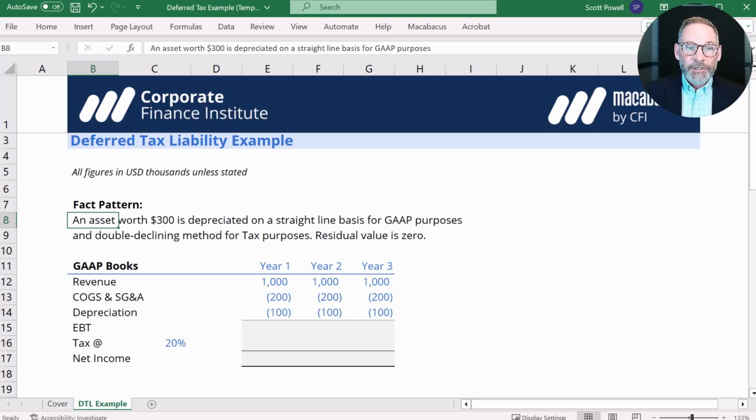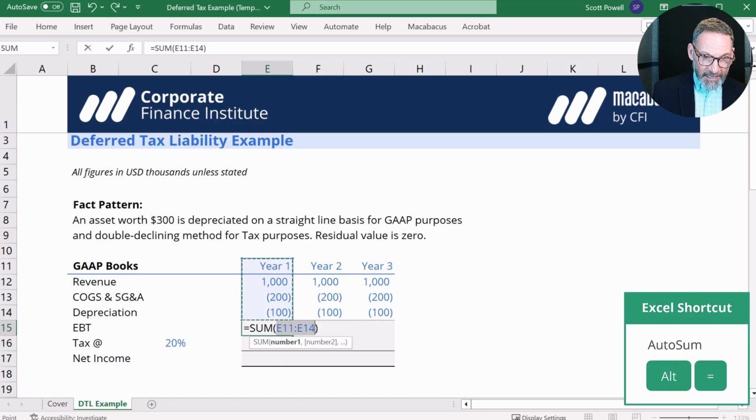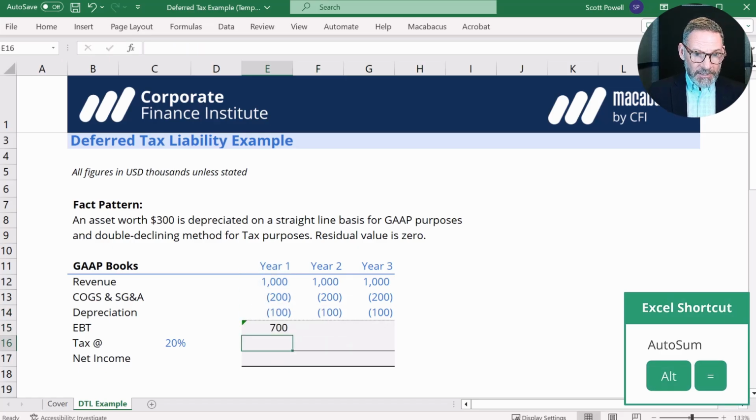The asset is depreciated on a straight line basis for GAAP purposes and double declining method for tax purposes, and the residual value is 0. So what we're really saying for accounting or the GAAP books is that we're going to take 100 and expense it each year. So after the first year, the asset will depreciate by 100. Therefore, the asset on the balance sheet will be 200 and so on. At the end of 3 years, the asset will be written down to 0.